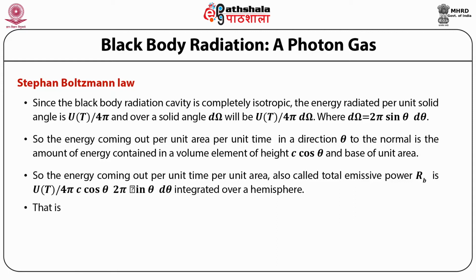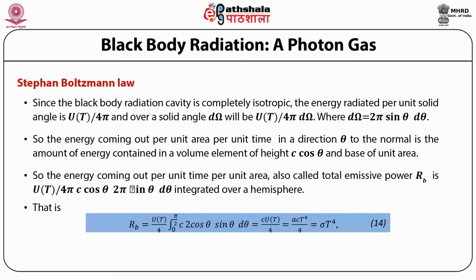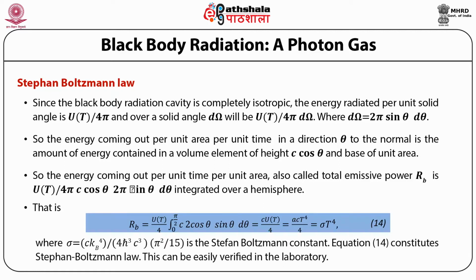That is, R_B is equal to (u t upon 4) integral from 0 to pi by 2 of 2 cos theta sine theta d theta, which is equal to c u as a function of t divided by 4, which is equal to a c T raised to power 4 divided by 4, which is equal to sigma T power 4, where sigma is equal to (c k_B power 4 upon 4 h bar cube c cube) into pi square upon 15, the Stefan-Boltzmann constant. Equation 14 constitutes Stefan-Boltzmann law. This can be easily verified in the laboratory.